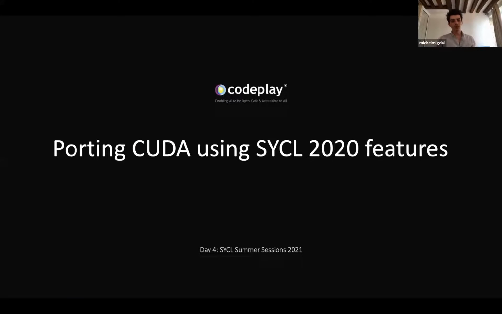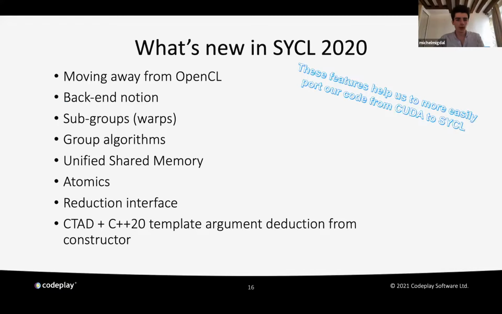So SYCL 2020 brings a lot of new features that make the porting of CUDA to SYCL way easier. Here they are. The first one is moving away from OpenCL, because OpenCL is missing a lot of queries that CUDA has and that you need for a GPU, like the maximum range or range per dimension, which is not actually in SYCL. Then, like I've shown before, the notion of a backend is introduced.